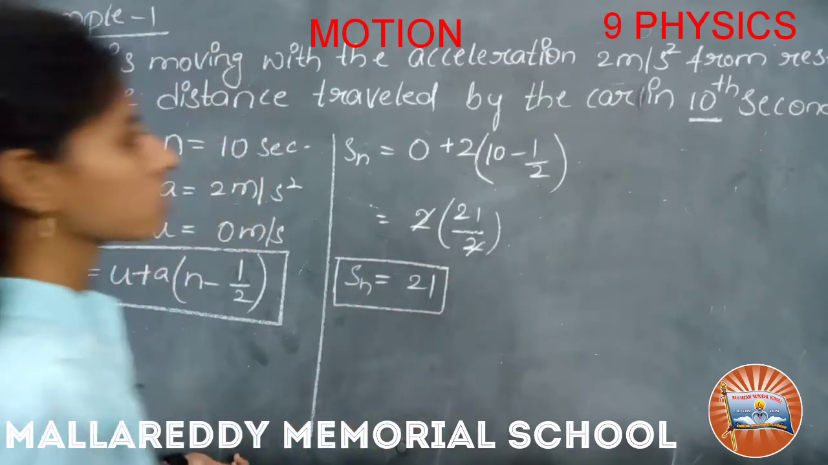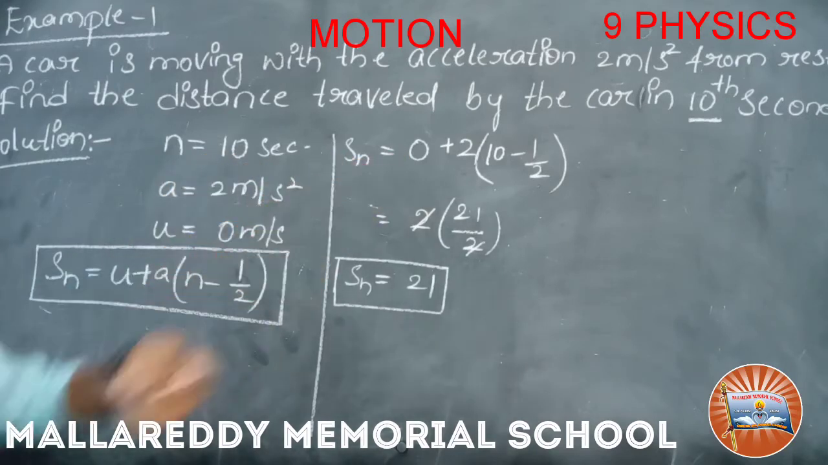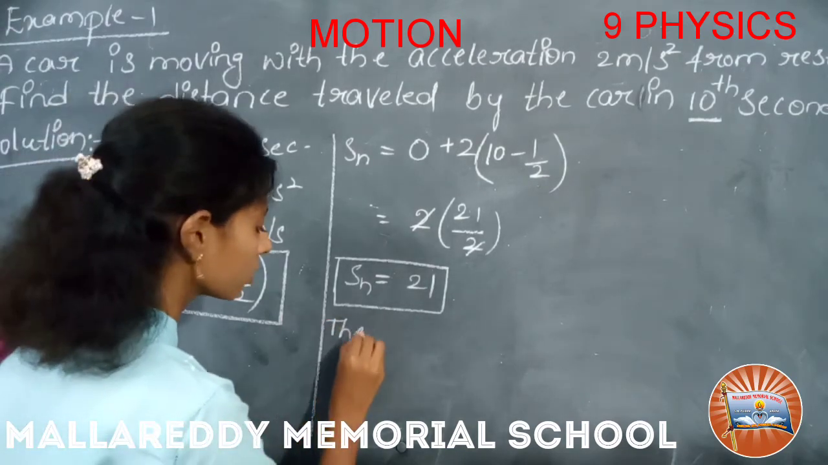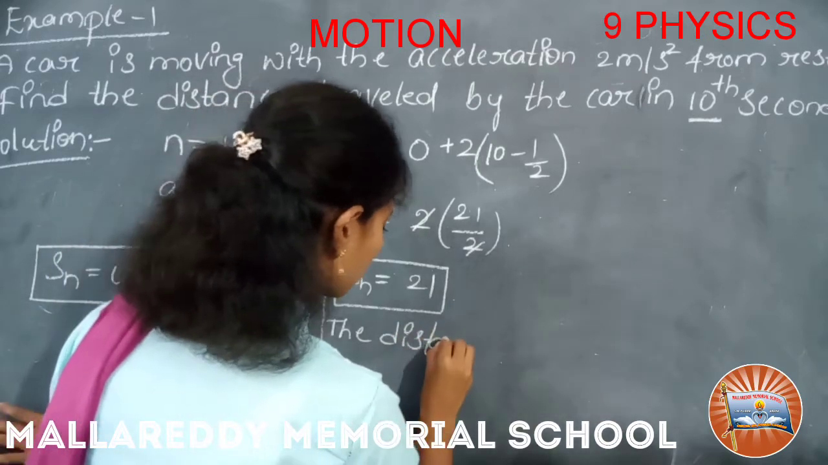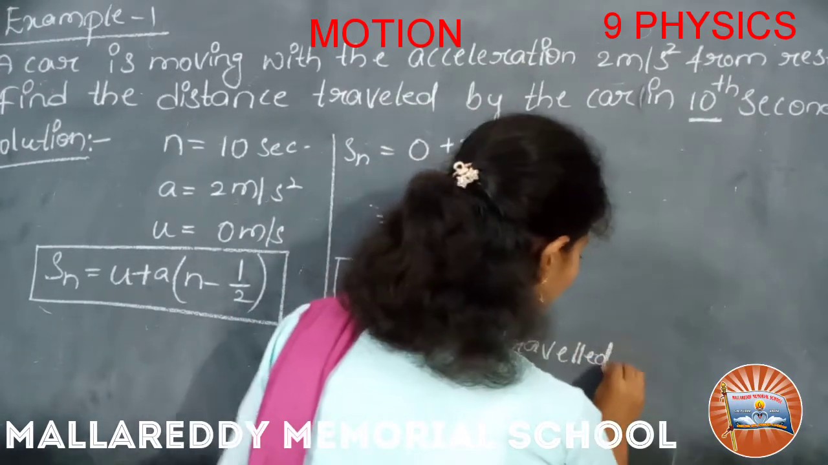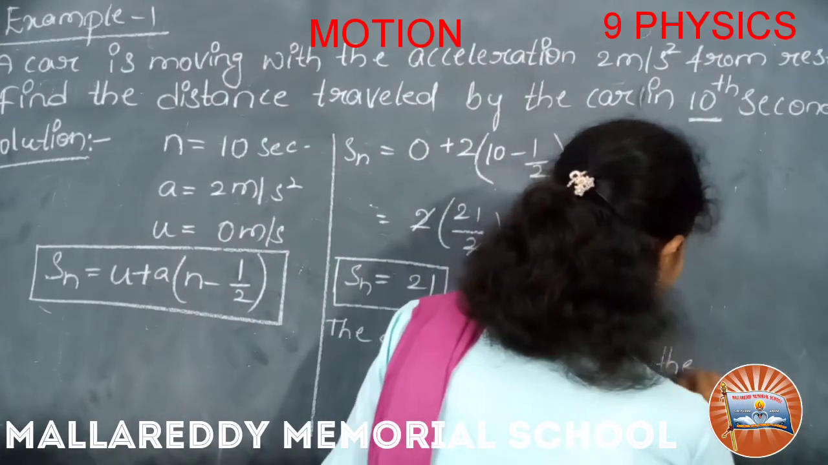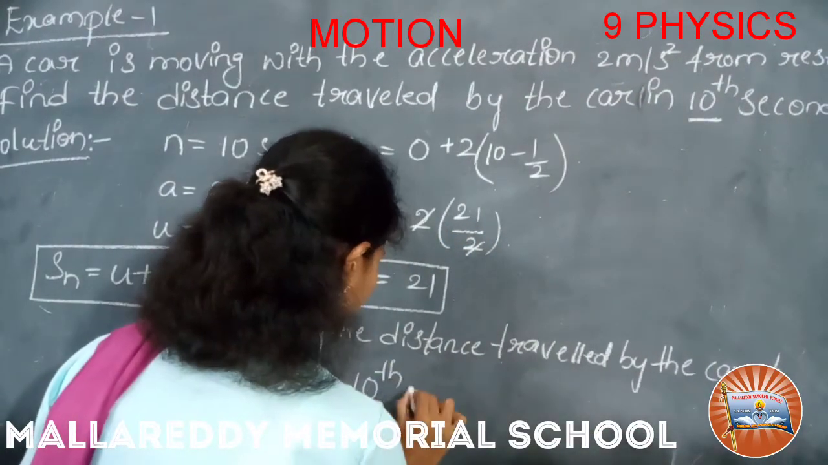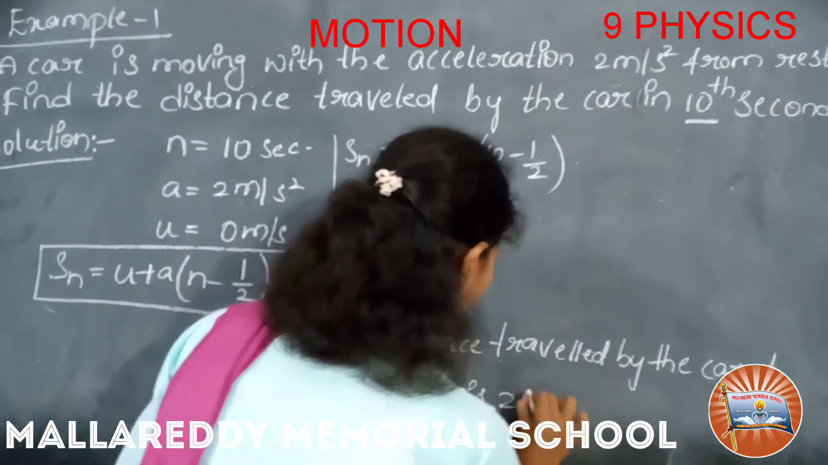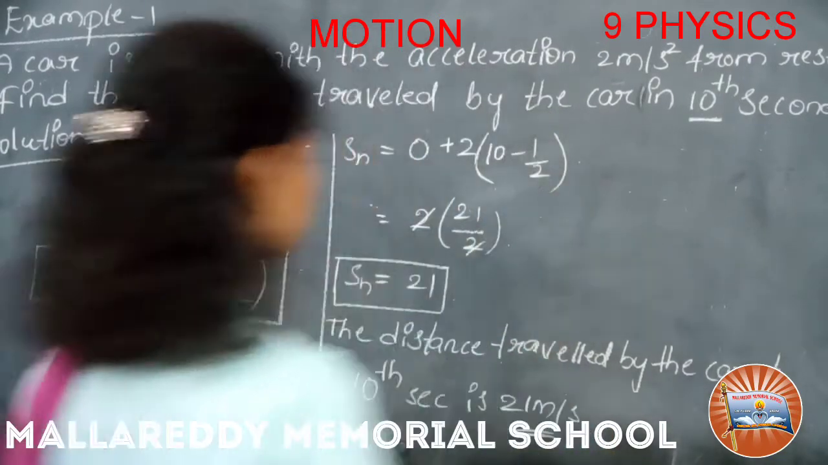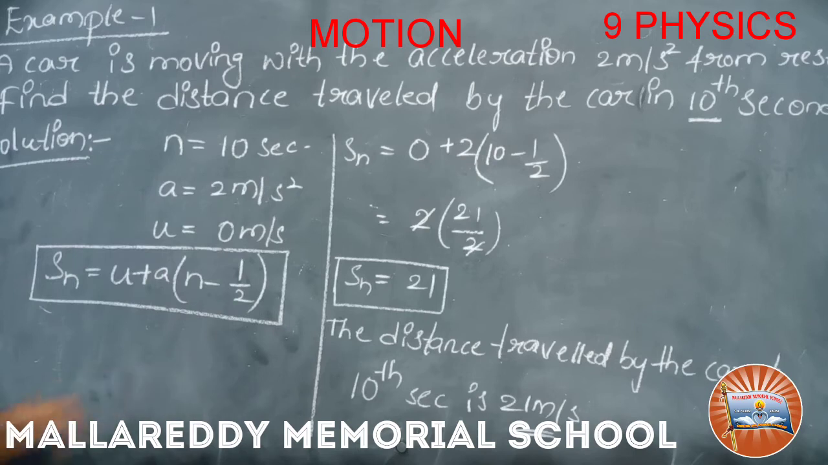So from this value we can say that the distance travelled by the car in 10th second is 21 meters. Okay. So here we can write the distance travelled by the car at 10th second is 21 meters. Okay, this is the value.